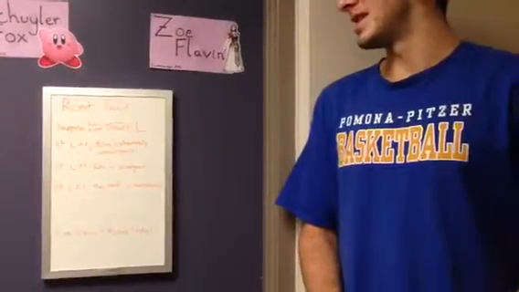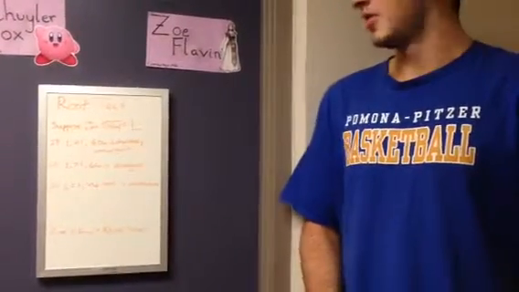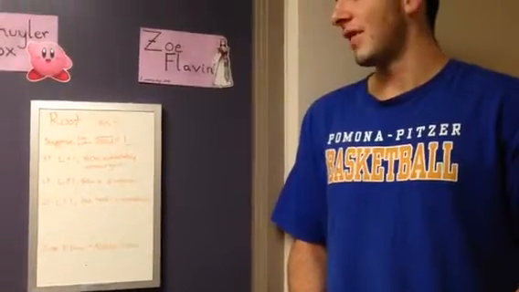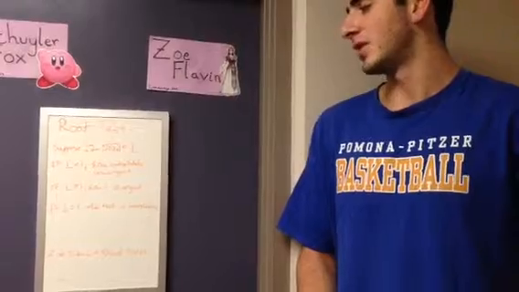This is the root test by Zoe Flavin and Mitchell Finkel. In the root test, we suppose that the limit as n approaches infinity of the nth root of the absolute value of a sub n equals L.